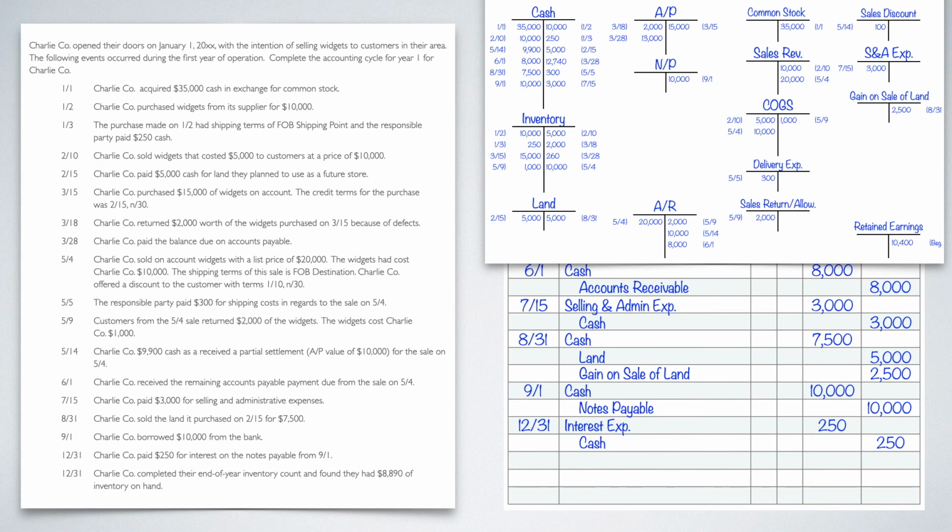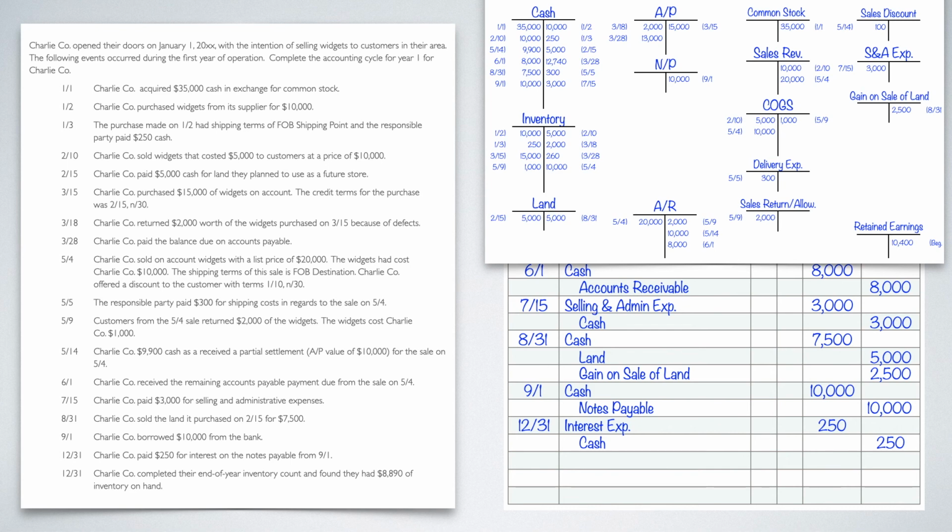The last one says Charlie Company completed their end of the year inventory count and found that they had $8,890 of inventory on hand. So this is the only adjustment that we're going to have. And so normally we would do an unadjusted trial balance, but because there's only one adjusting entry, we're just going to do a post adjusting or an adjusted trial balance. But let's figure this out. So it says that we have right now on our shelves $8,890 worth of inventory.